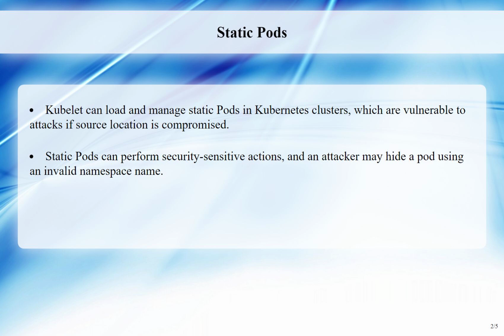Although static pods are restricted from accessing other objects in the Kubernetes API, they can perform security-sensitive actions such as using host path mounts. By default, the kubelet creates a mirror pod to make static pods visible in the API, but an attacker may be able to hide a pod by using an invalid namespace name.